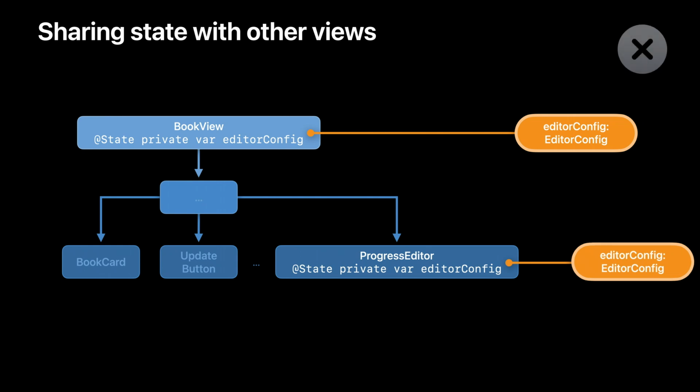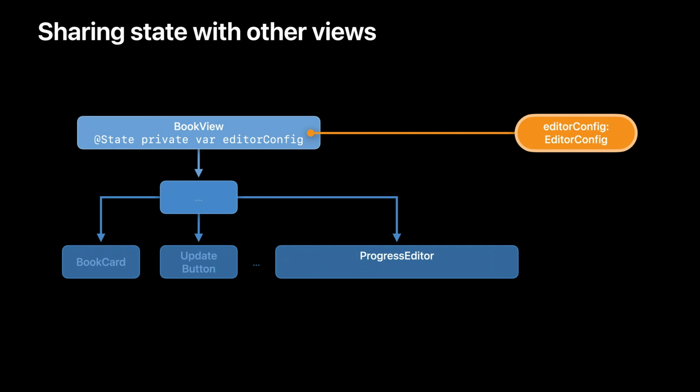Remember, state creates a new source of truth. Any changes made by the progress editor would be made to its own state, not the one shared with book view. We want a single source of truth. We need a way to share write access to the source of truth from book view with progress editor. In SwiftUI, the tool for sharing write access to any source of truth is binding. Book view creates a binding to editor config, a read-write reference to the existing data, and shares that reference with progress editor.